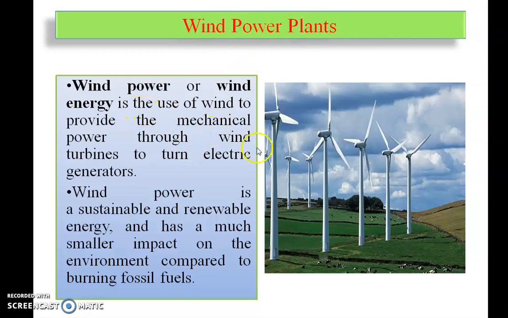Okay, so as I have shown in this particular figure, this is nothing but a windmill. Already we are familiar with this structure. We have already seen this structure in a lot of areas, typically hilly areas. So wind power energy is the use of wind to provide mechanical power through wind turbines to turn the electrical generators.